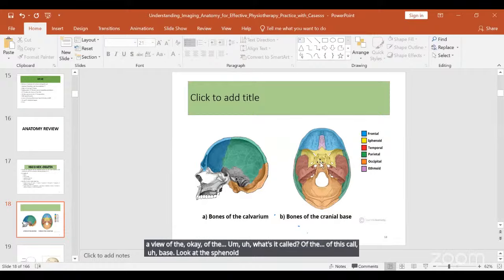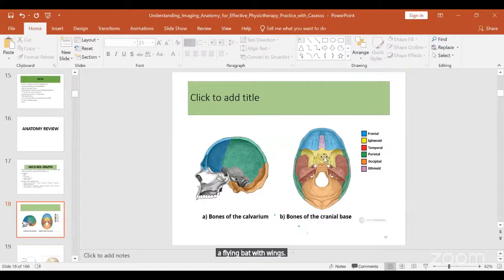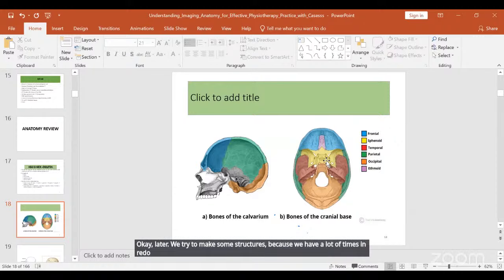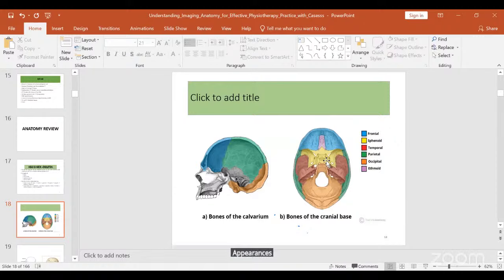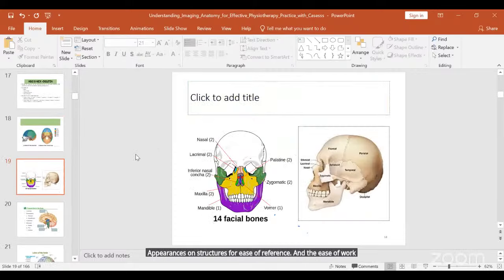Look at the sphenoid bone. Are we together? The sphenoid bone is mimicking as if it's a bat, a flying bat with wings. It's appearing as if with the sella and other things we will discuss later. We try to mimic some structure because we have a lot of terms in radiology. So we try to give some appearances, some structures for ease of reference and ease of learning. Let's not bother about the facial bones.